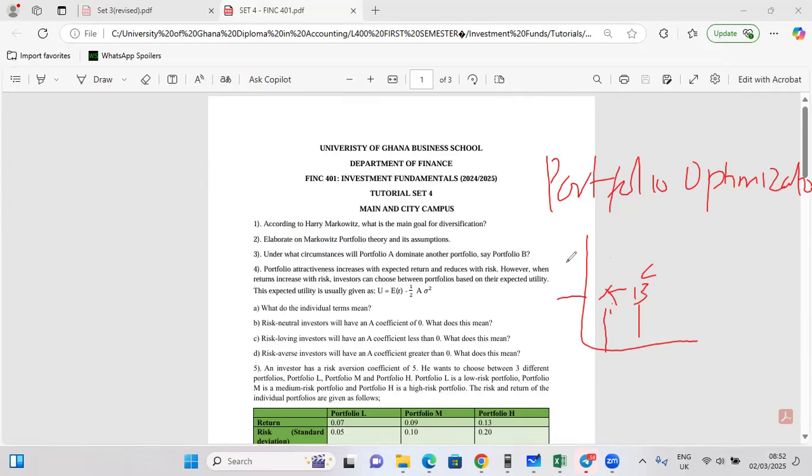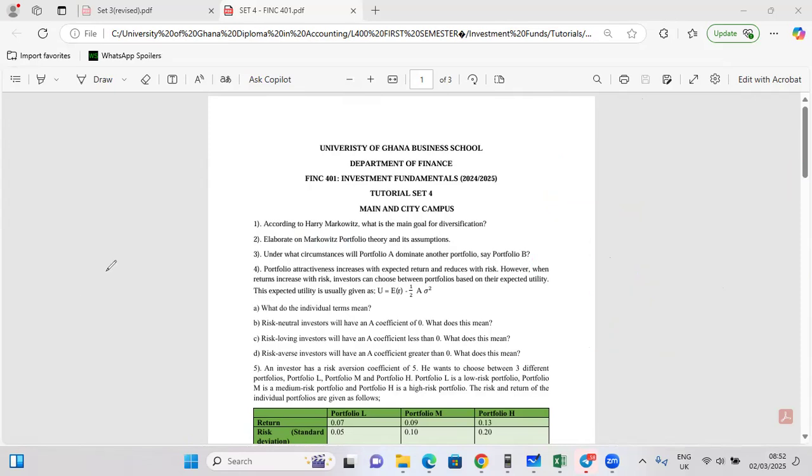We are supposed to select asset combinations for a given expected return, or minimize risk for a given level of risk. So that is it for portfolio optimization. So let's also look at the assumptions. We are done with elaborating on the portfolio theory. Let's move to the assumptions.